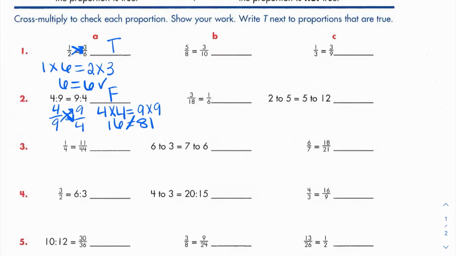The last one I want to look at together is 2C. This one says 2 to 5 equals 5 to 12. This is written out in words, but we want to write it in a fractional format, except we first need to write it in a ratio format. So 2 to 5 is 2 dot dot 5 equals 5 to 12 is 5 dot dot 12, which can then be rewritten as 2 over 5 equals 5 over 12.